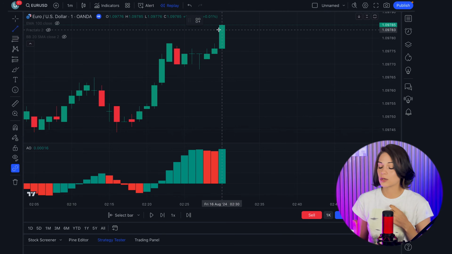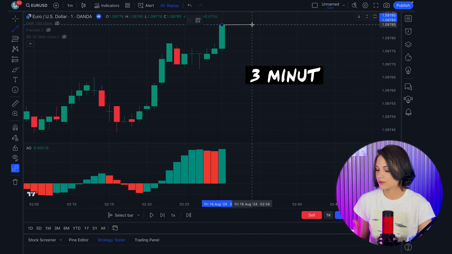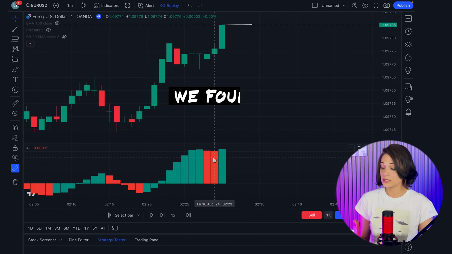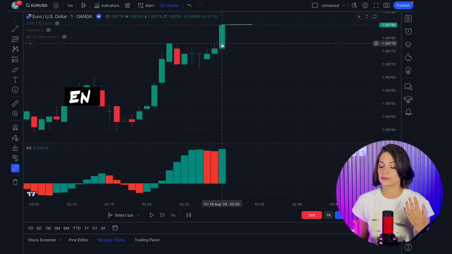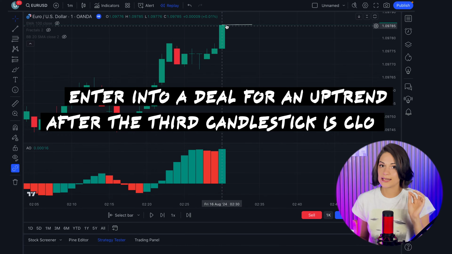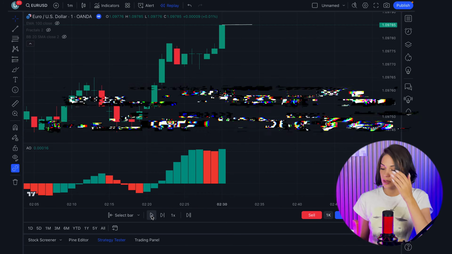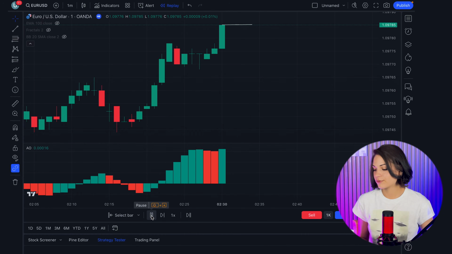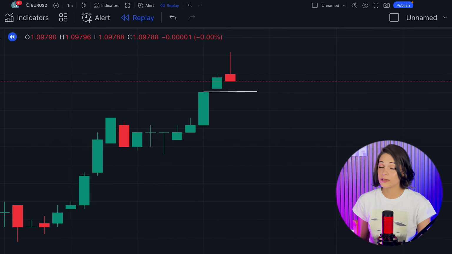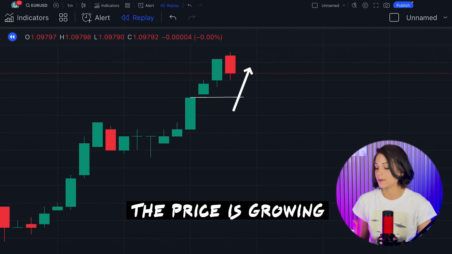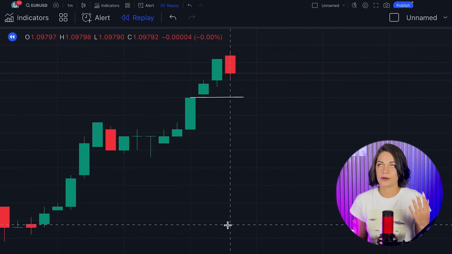This strategy works quite well. Let's see what's gonna happen in 3 minutes. We found the setup and we are entering into a deal for an uptrend after the third candlestick is closed. Let's see. And in 3 minutes, you can see that obviously the price is growing. And that's actually a really good strategy.